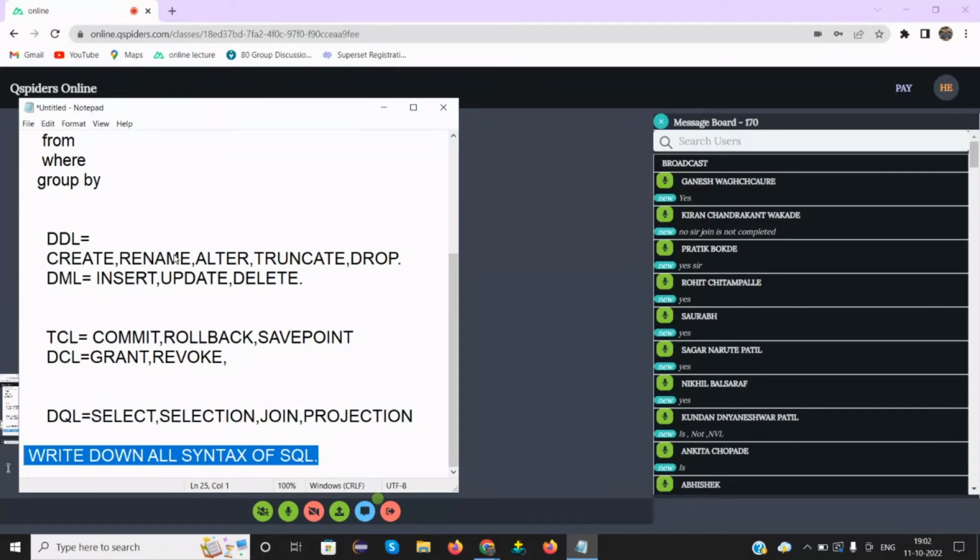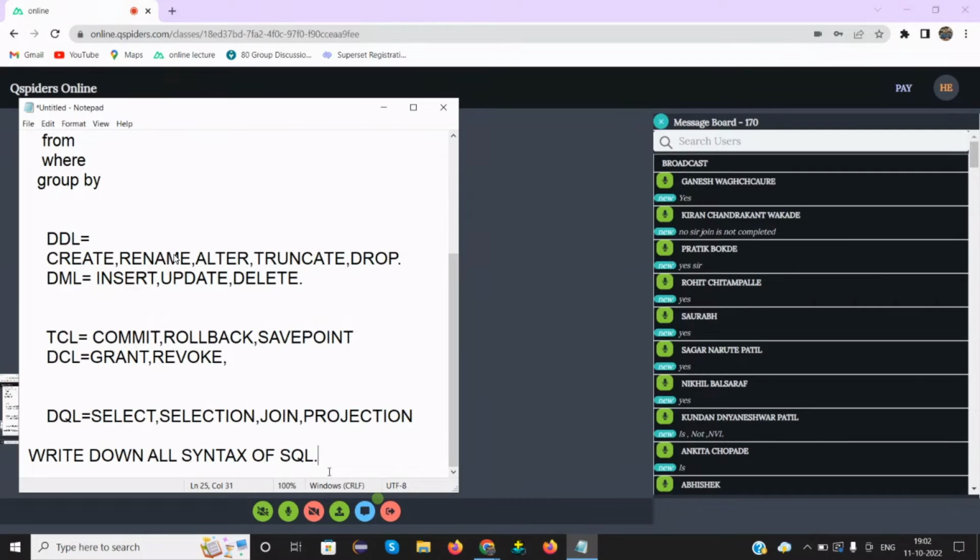How many syntaxes are there? Hardly 20 or 25 syntaxes. Nothing more than 30 or 50 syntaxes. It will be practice for you also, because most of the questions will be on syntax, correct? So they are going to ask you in a syntax.